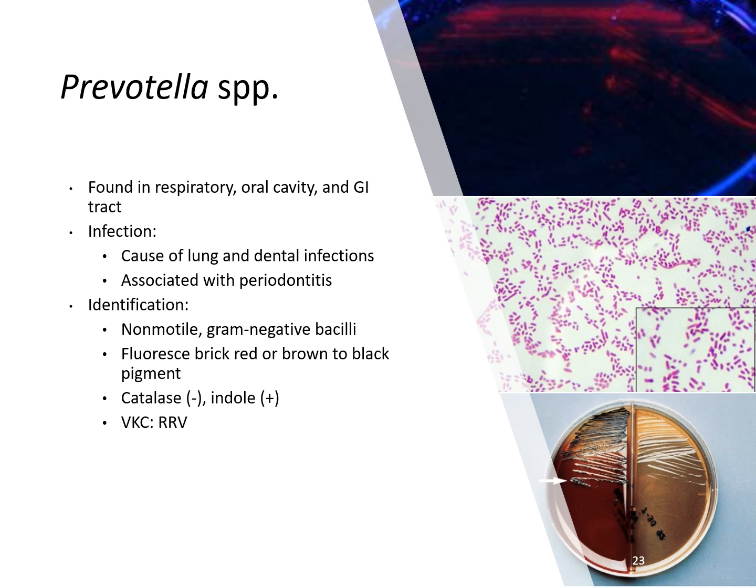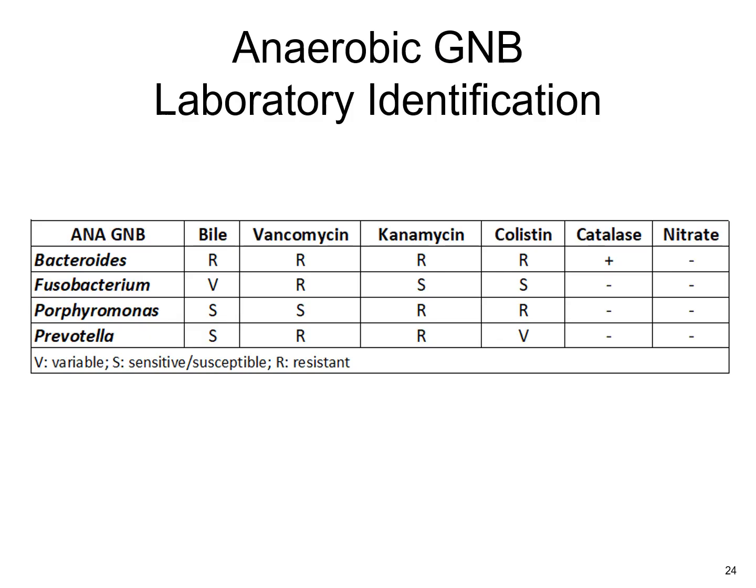And you can see this plate here at the bottom where this organism does have a pigment when it grows, as well as it does not grow on the BBE agar. Here's a chart to help differentiate these anaerobic gram-negative bacilli, and it's based on their growth on the BBE agar, as well as how they respond to the different antibiotics, catalase, and nitrate.